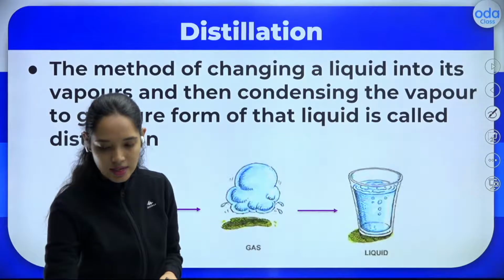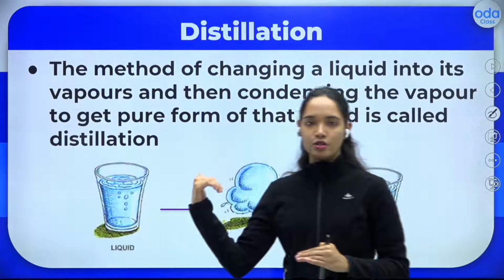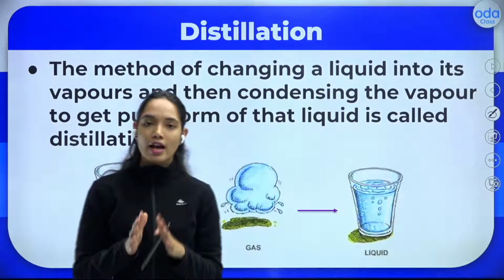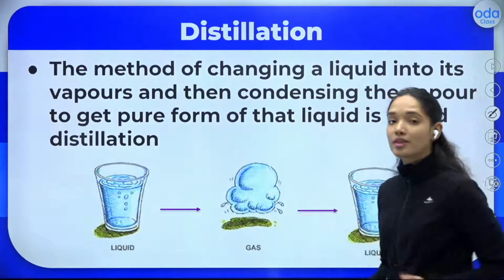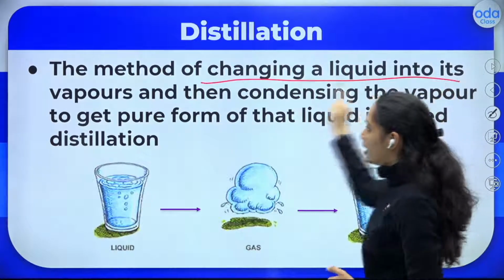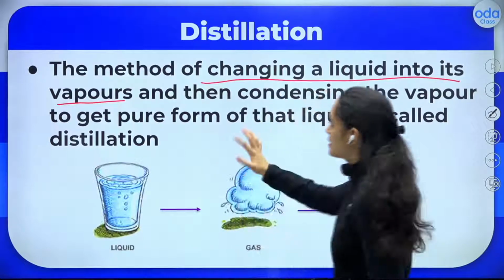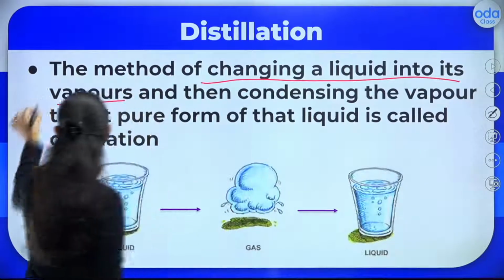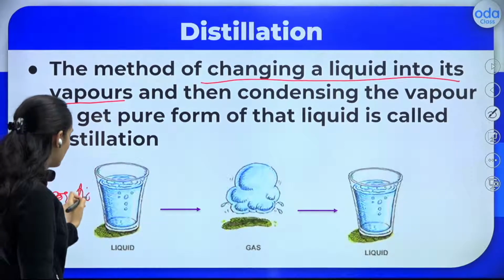Now let us see how distillation works. Students, evaporation is already there in the distillation part as well. So I'll be telling you how distillation works, and you will get to know how, with the help of evaporation, we can purify the water. So students, in case of distillation, it's a method of changing a liquid into its vapor. This is the first step. What do we do in distillation? It is the method where we change a liquid into its vapor. That is nothing but your evaporation.